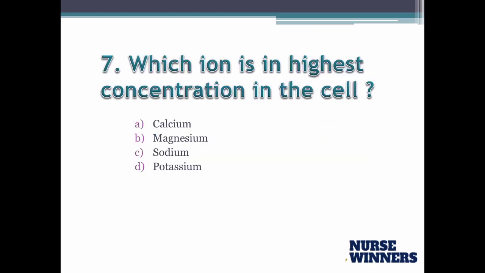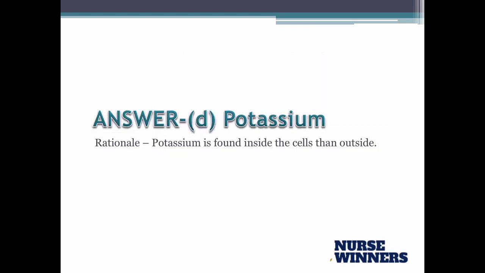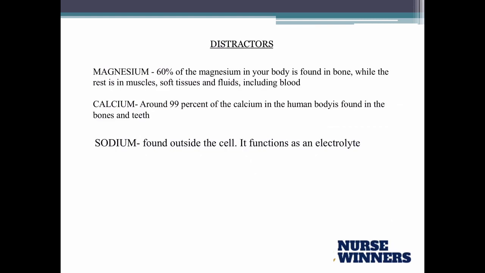Seventh question. Which ion is in highest concentration in the cells? Options: A. Calcium, B. Magnesium, C. Sodium, D. Potassium. Right answer is D. Potassium. Rationale. Potassium is found more inside the cells than outside.